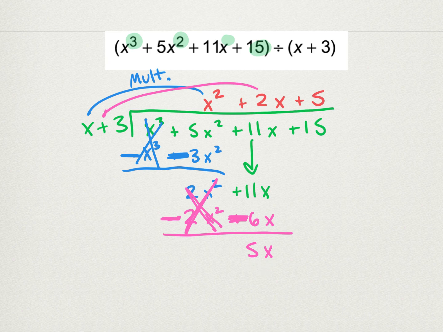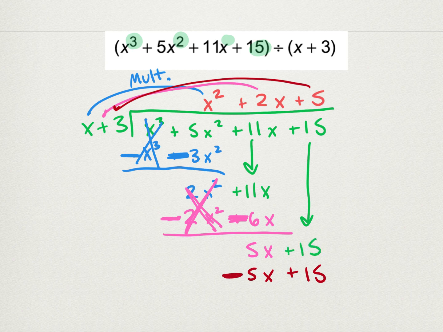And then 5 times x plus 3. Then we multiply. So 5 times x is 5x, and 5 times 3? Plus 15. Drop down the 15. Change the signs. And cross out everything. So our remainder is what? 0.